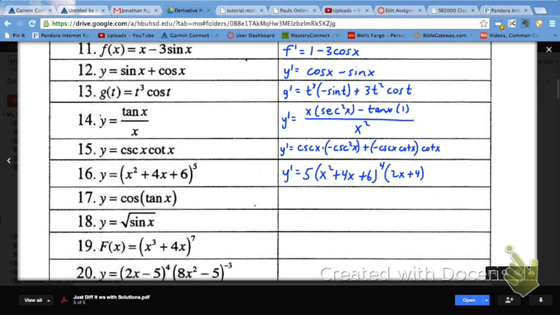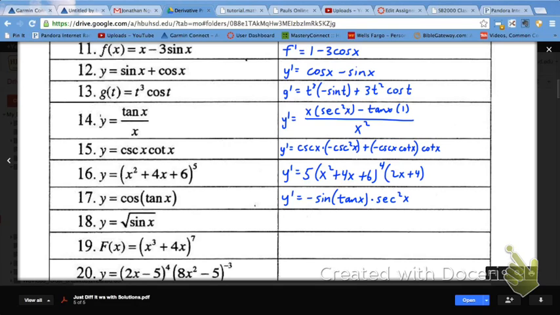Okay? And then 17, y prime. So here we have, hopefully, an obvious outside function, cosine. The derivative of the cosine of anything is a negative sine of that anything. And that anything in this case happens to be a tangent of x. Okay? And then we have to multiply by the derivative of that anything. In this case, again, the derivative of the outside is negative sine of the inside, multiply by the derivative of the inside. And the derivative of the inside is the derivative of tangent of x, which is secant squared of x.